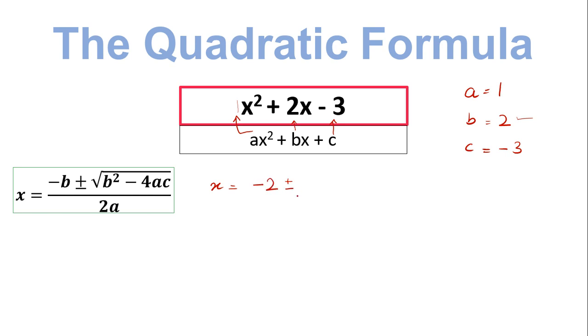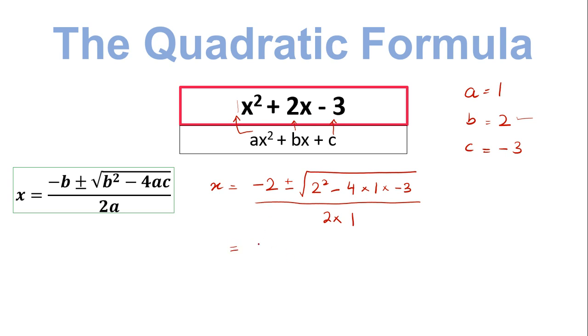Let's keep the plus and minus just the way it is right now. And then square root of b squared, which means I have a 2 there. So 2 squared minus 4. 4 is something that's already there in the formula, so that stays constant. So minus 4 times the a, which is 1, times the c, which is negative 3 in our case. So 4 times 1 times negative 3, divided by 2a, which means 2 times a, which is 1. So I write 1 here.